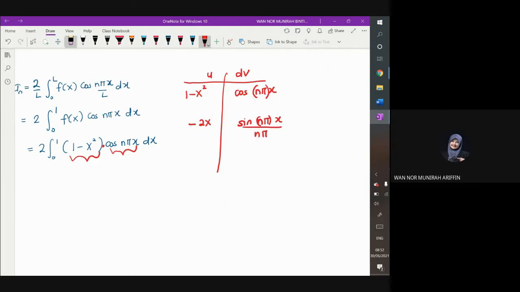Otherwise you can write simply like this: 1 over n pi times sine n pi x. And this n pi and this n pi cannot be cancelled out. Do not cancel out the sine n pi. Right?